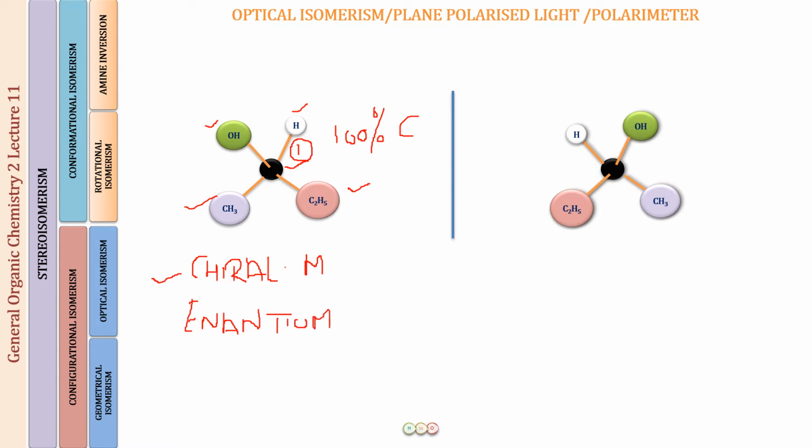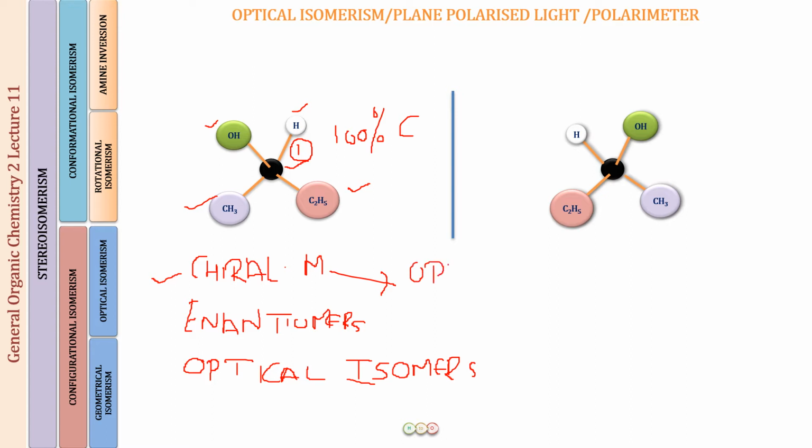Why are they called optical isomers? They are called optical isomers because they have the capability to rotate the plane of the PPL, plane polarized light, by an equal amount in opposite directions, right? So the chiral molecules have a property of optical activity. That means they can rotate the plane of plane polarized light, and the optical isomers rotate it by an equal amount in opposite directions, right?